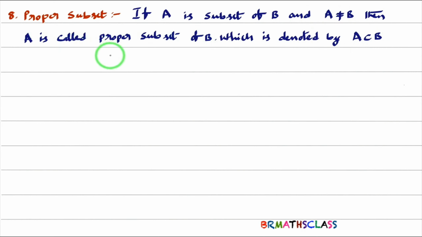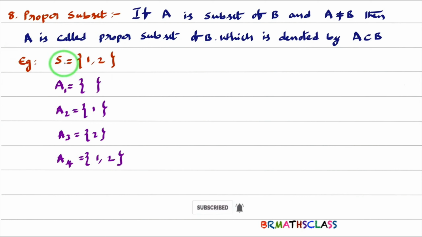We will try to understand this with an example. You observe the set S. The set S is {1, 2}. Now, how many subsets can we write for set S? This we learned in subsets. As set S has 2 elements, the number of subsets of set S is 2 square. So here I have written all the subsets of set S. You observe, is A1 a subset of this set? We know that the empty set is a subset of every set. Is A1 a proper subset of S or not? Of course, it is a subset of S and A1 is not equal to S. So we say this is a proper subset.